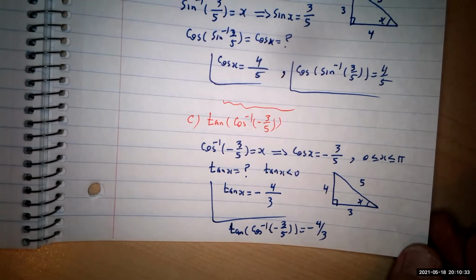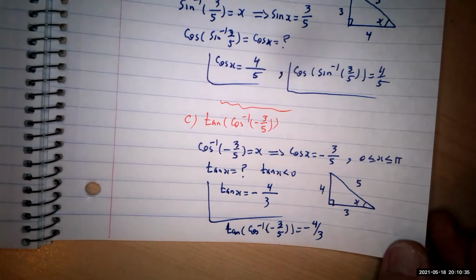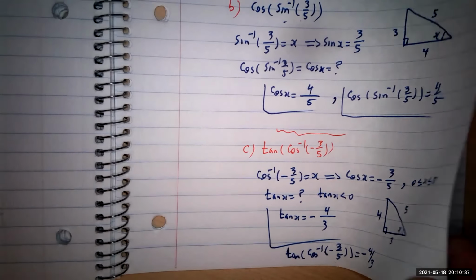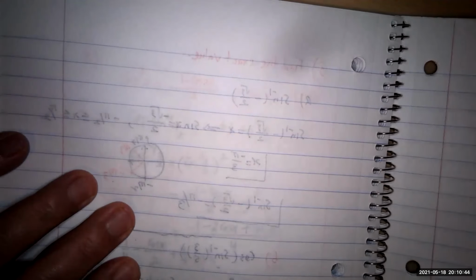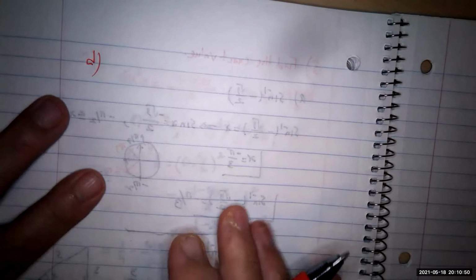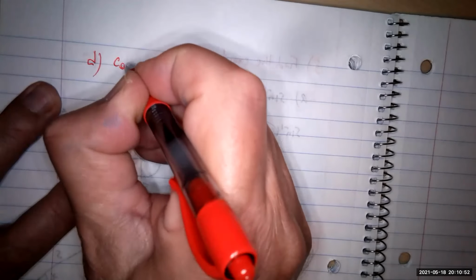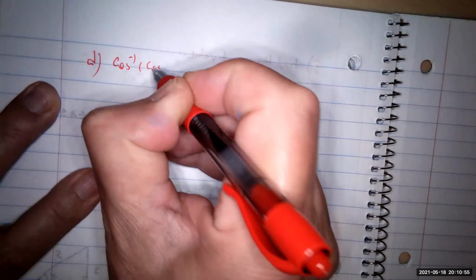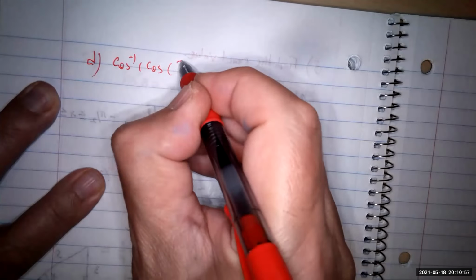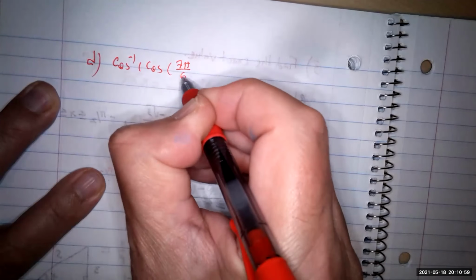Okay, any question? So that's part C, and you have one more, and it's probably the same question or a similar one to the one that we did before. Just to give you an indication of which section you're going to go back to and refresh your memory. So the next one is cosine inverse of the cosine of 7 pi 6.